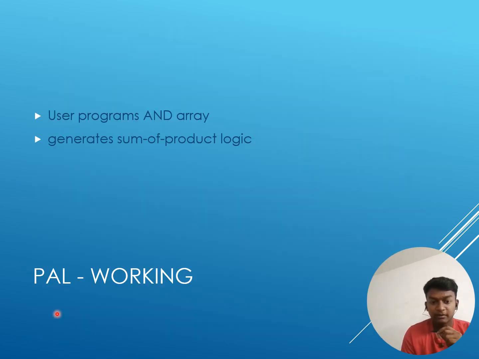The working of programmable array logic. Programmable array logic works by generating required product terms through its programmable AND array, based on how the fuses are set. These product terms are then combined by the fixed OR array to produce the final output logic functions.